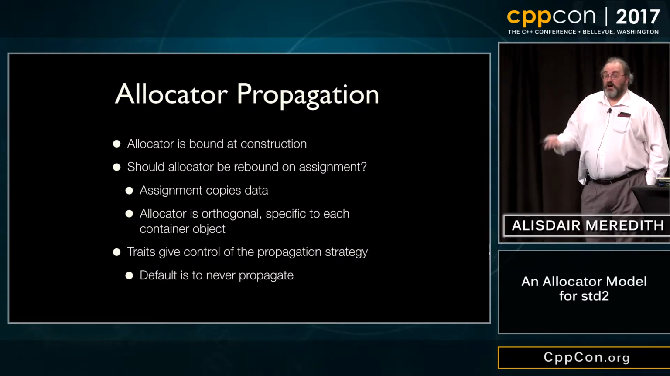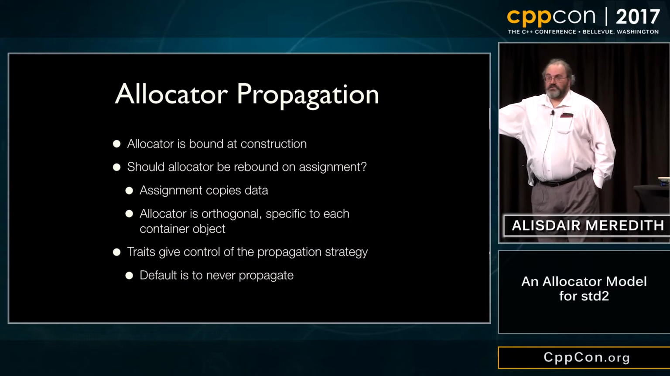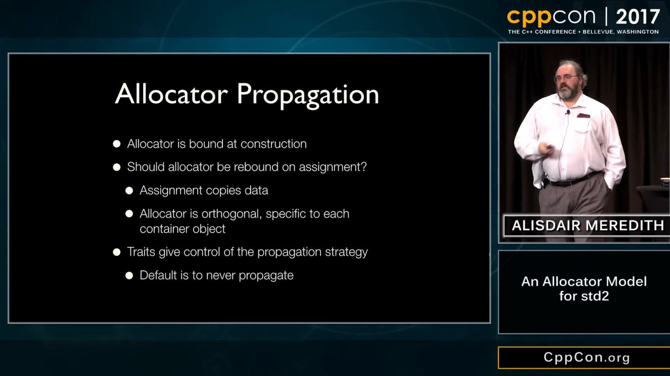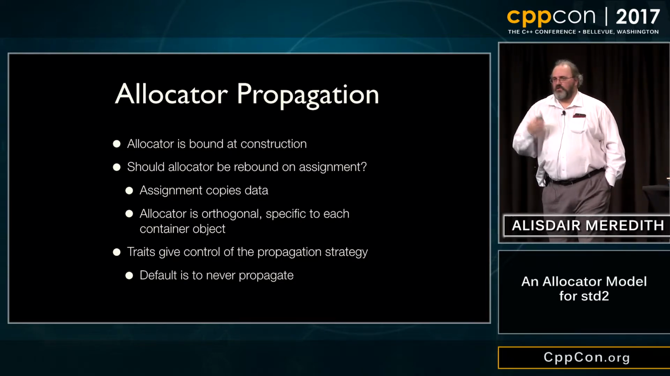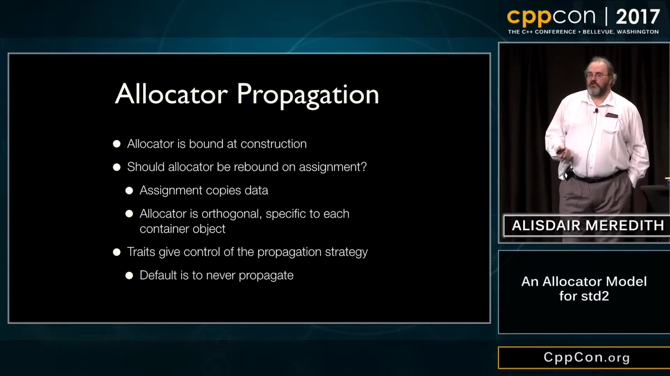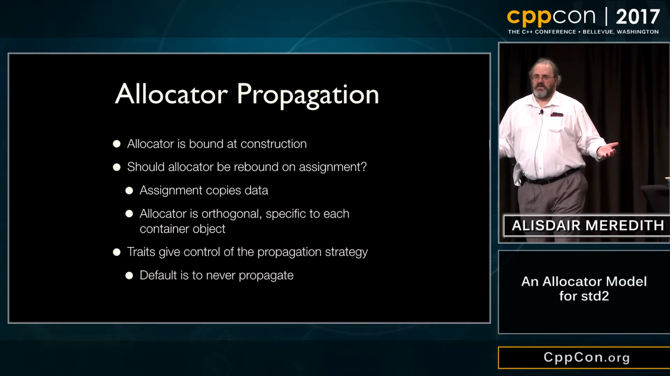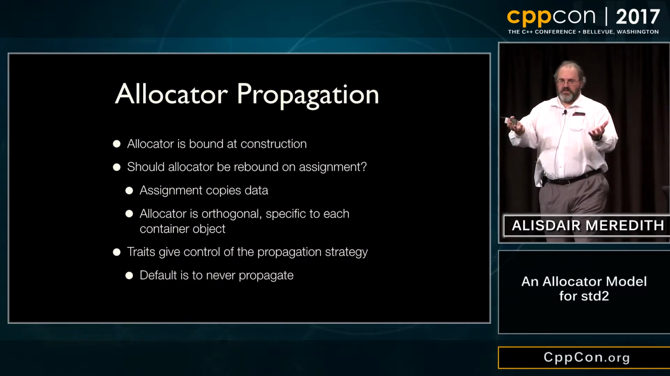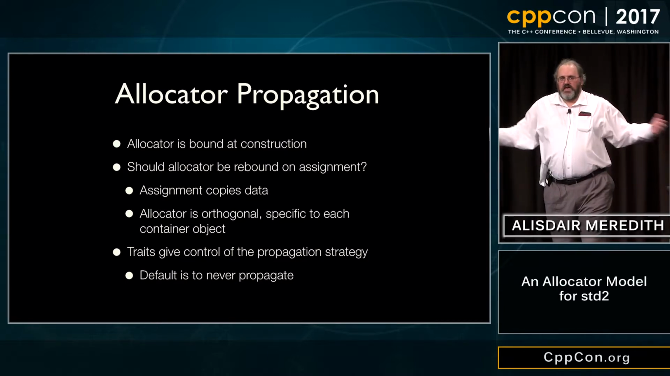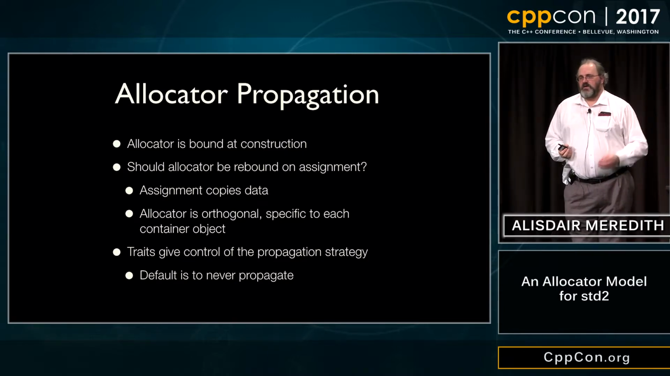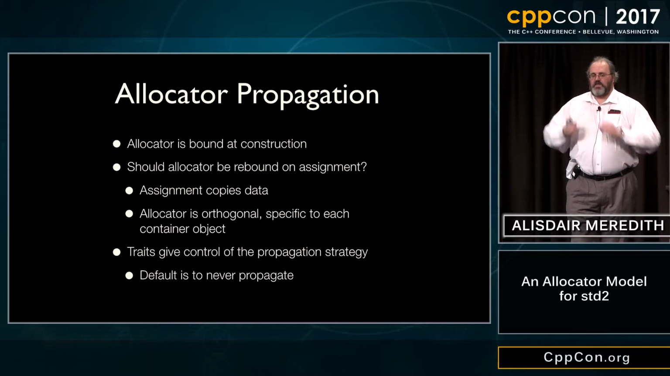So in terms of the PMR model, and the model I'm going to propose, you do not rebind allocators on assignment, on swap, on any other operation. The notion is, when I construct an object, I'm going to say, I know how this object, within its lifetime, expects to manage memory. So I'm giving it an allocator, it's fixed for life.